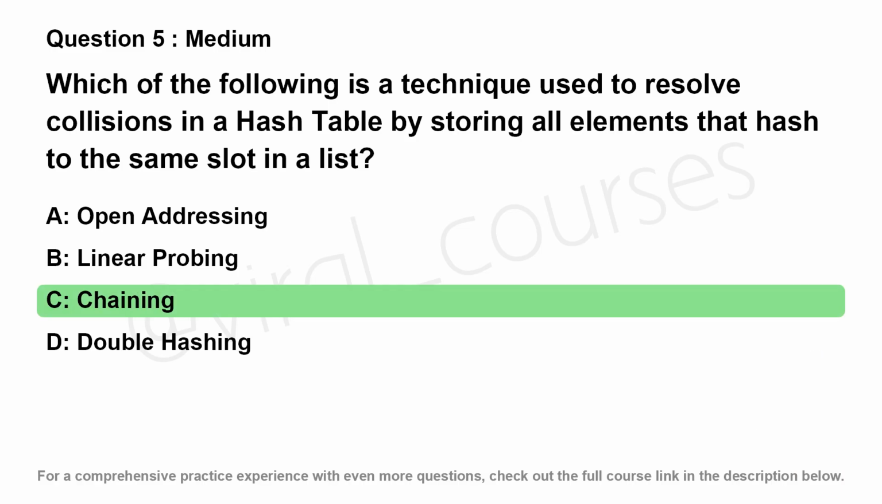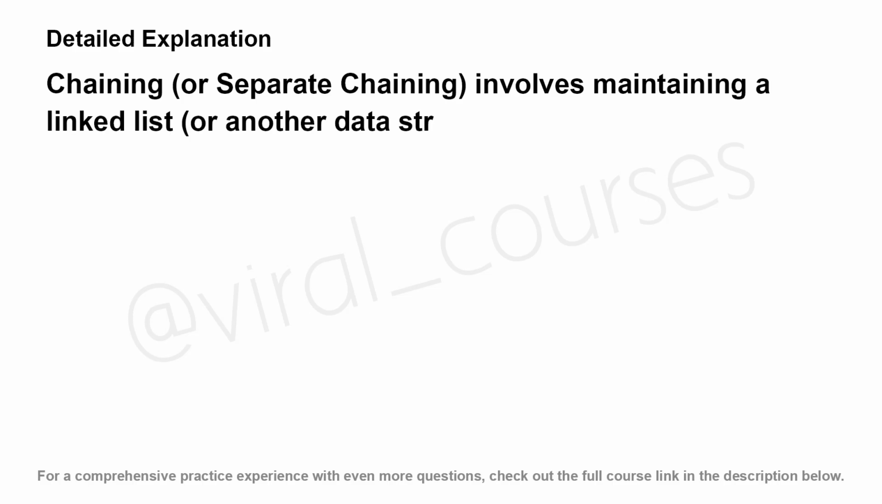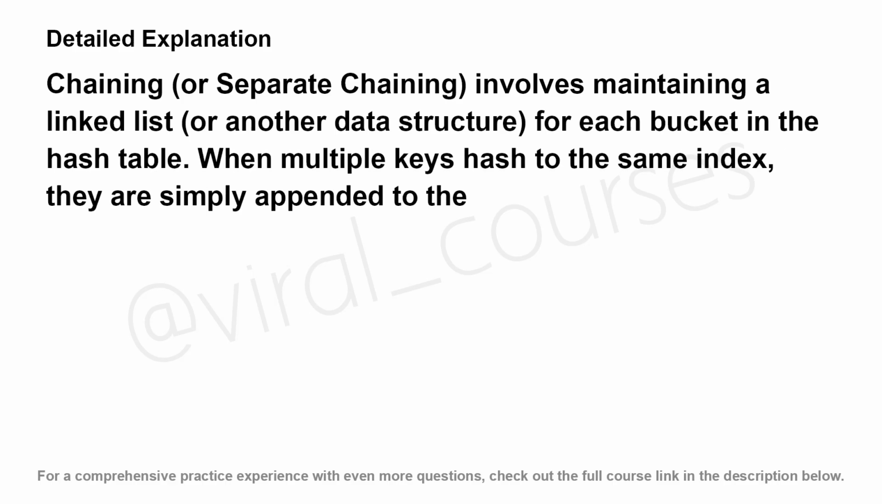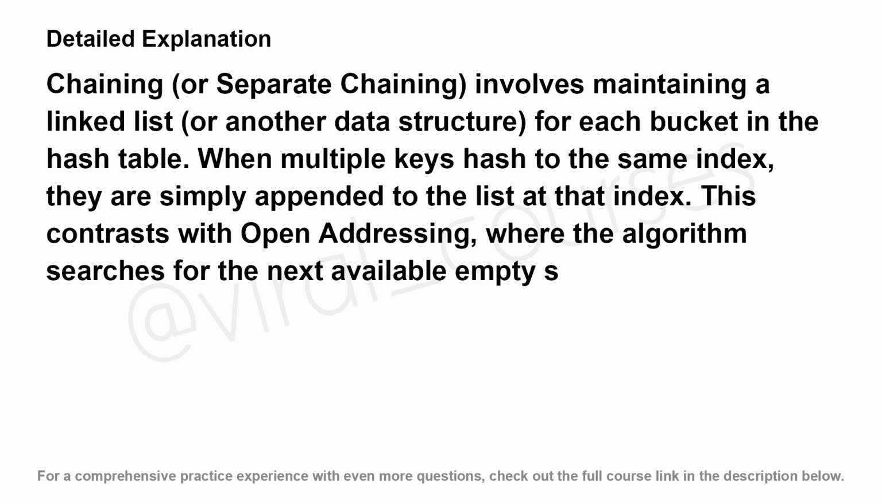The correct answer is C. Chaining, or separate chaining, involves maintaining a linked list, or another data structure, for each bucket in the hash table. When multiple keys hash to the same index, they are simply appended to the list at that index. This contrasts with open addressing, where the algorithm searches for the next available empty slot in the array itself.